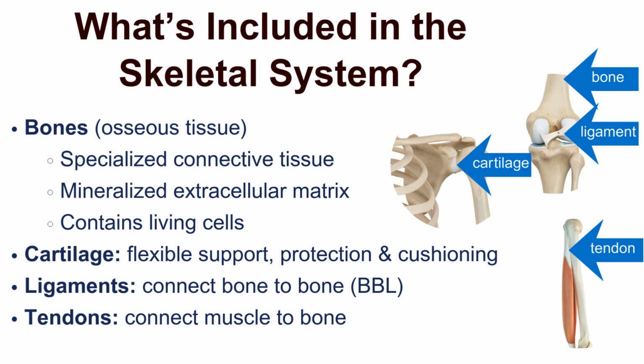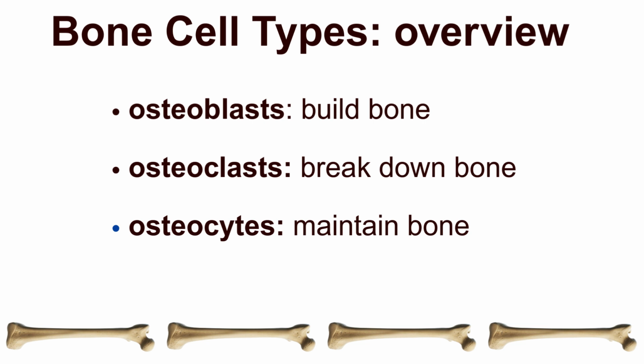Let's go back to bone or osseous tissue and look at what cells are found in them. As was mentioned, bone has the calcified extracellular matrix, but it also contains living cells. Before we look at each bone cell in detail, here's a quick overview of the three main types. Osteoblasts are the cells that build new bone. So you can remember blast for building.